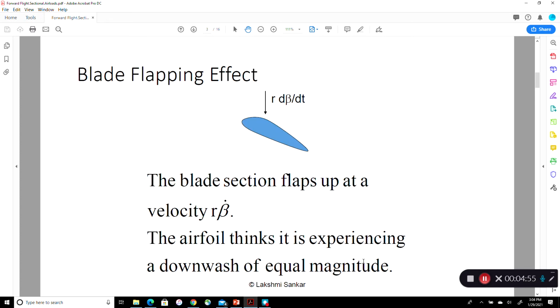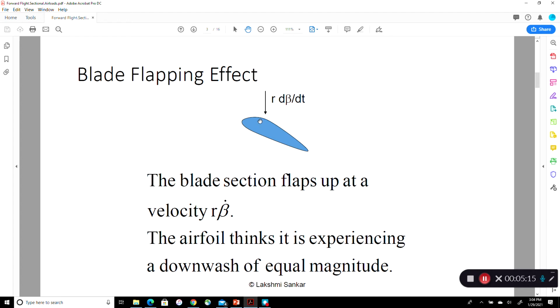So let's look at the blade flapping effect. Let's say the blade is flapping upwards at an angular velocity of d beta dt, which we call beta dot. That's the angular velocity. Then r times d beta dt is the linear velocity of the blade section.